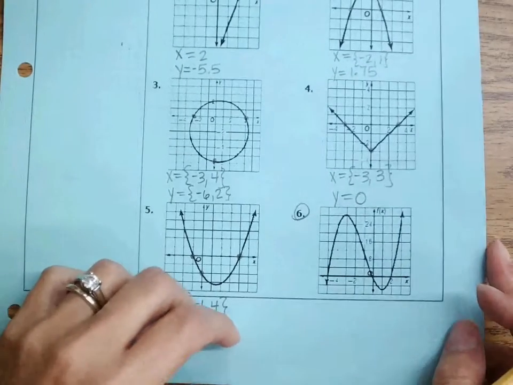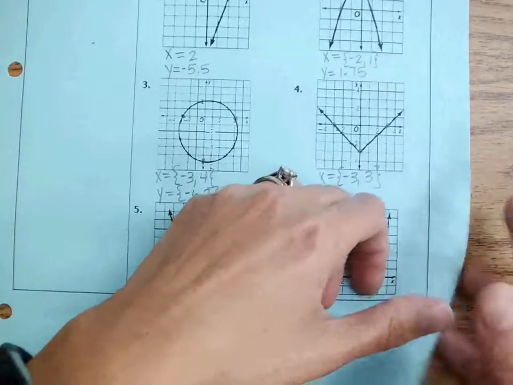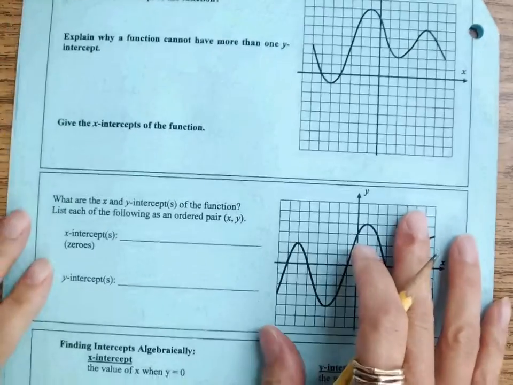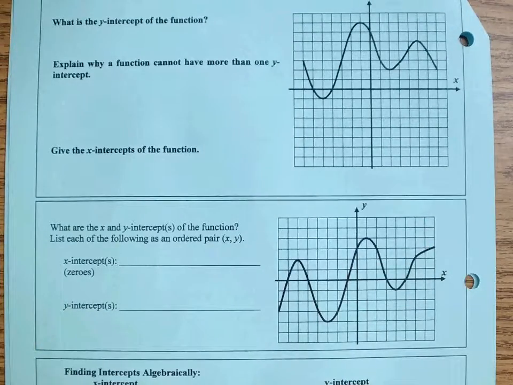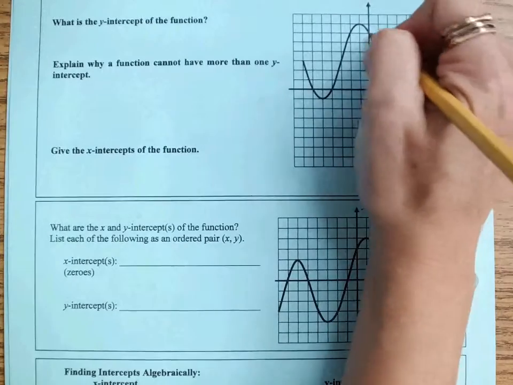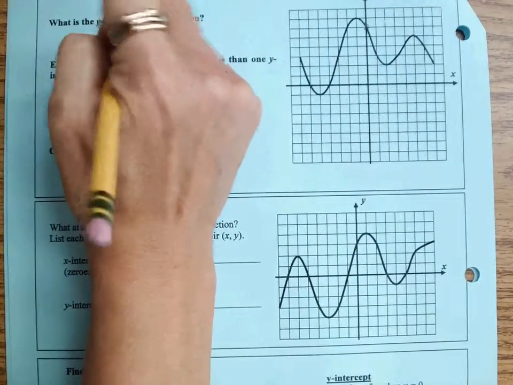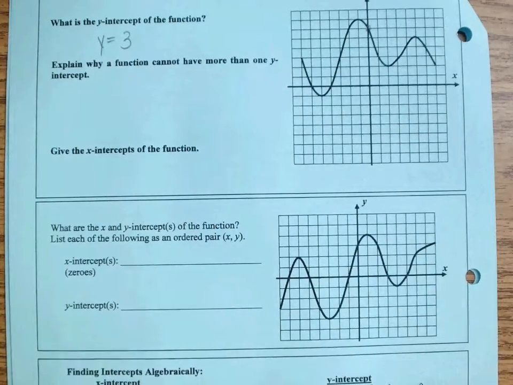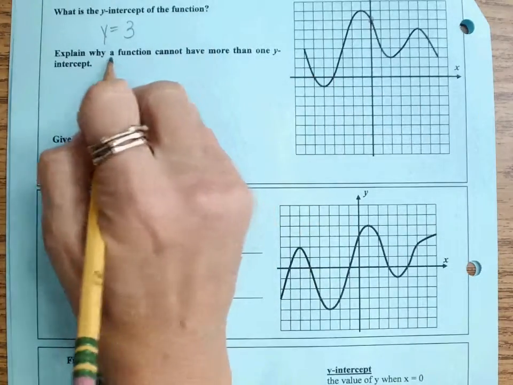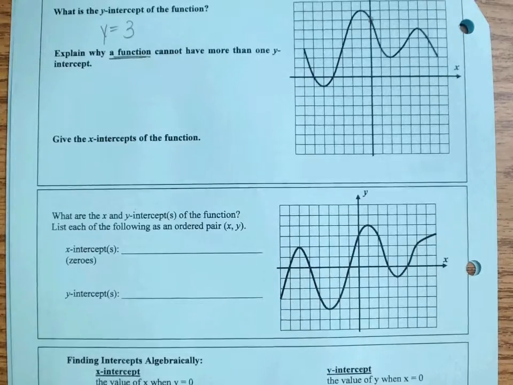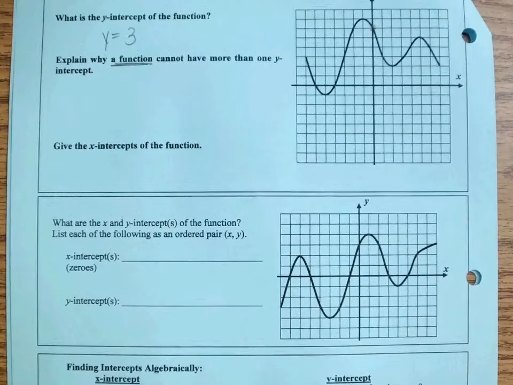We'll turn the page. Mine are stuck. Here we go. Second page. What is the y-intercept of the function? Again, notice that there is only one y-intercept where it intersects the y-axis. Y equals 3. Now, a really great question. Explain why a function cannot have more than one y-intercept. So we have to remember we want to make sure that this is a function.